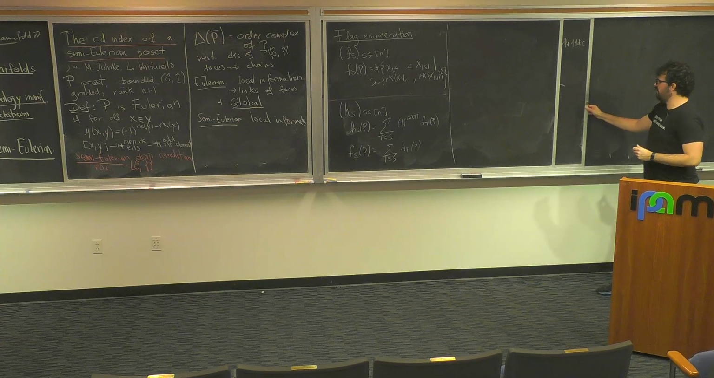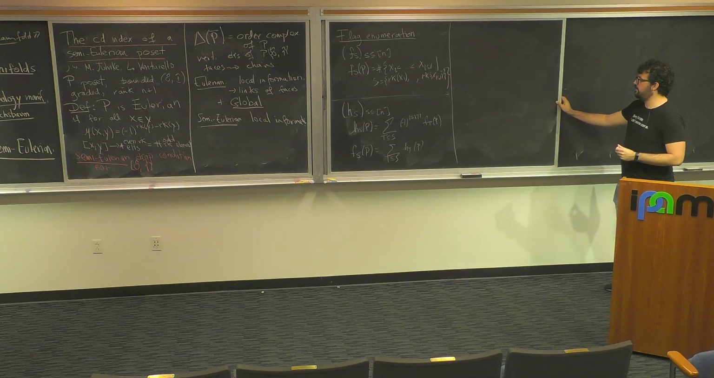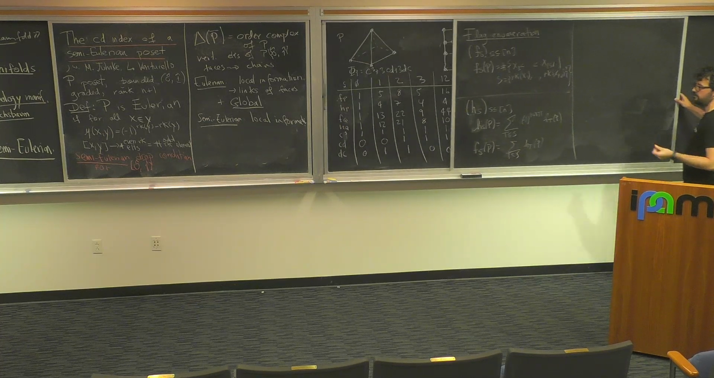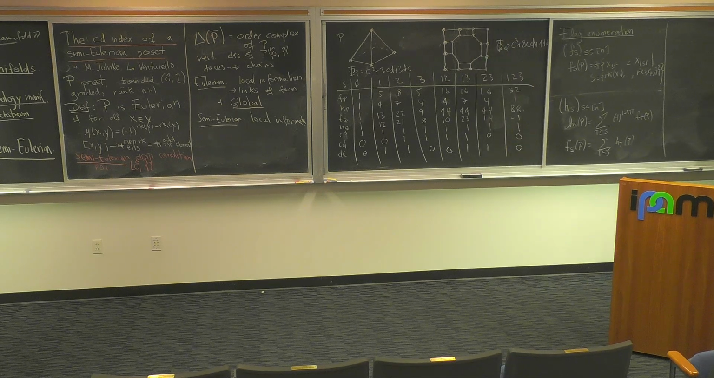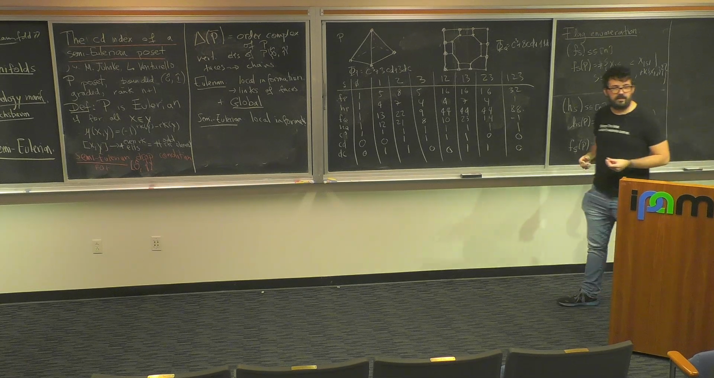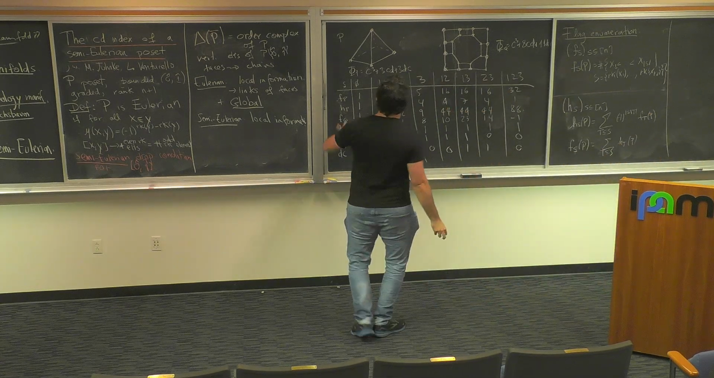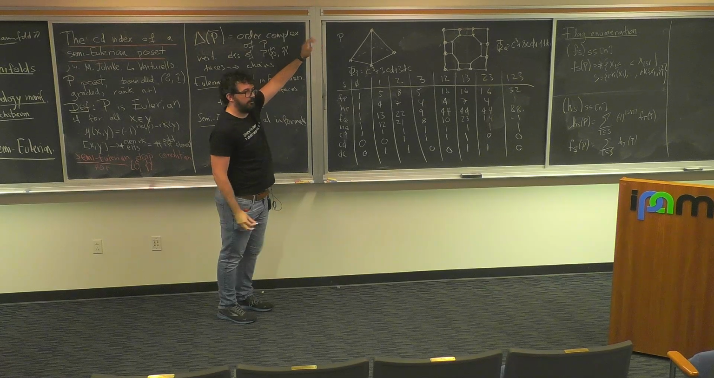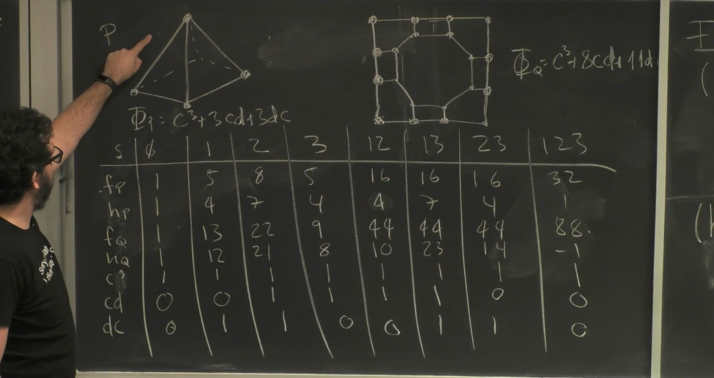So let me show a small example. I had planned a bunch of things, and then I realized that I cannot use this part of the board, so I had to modify my plan a little bit. But here's an example. I took a polytope.